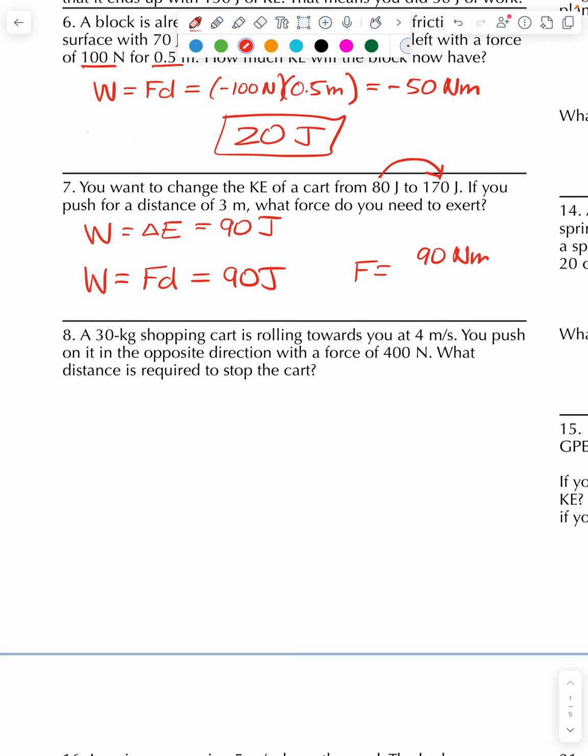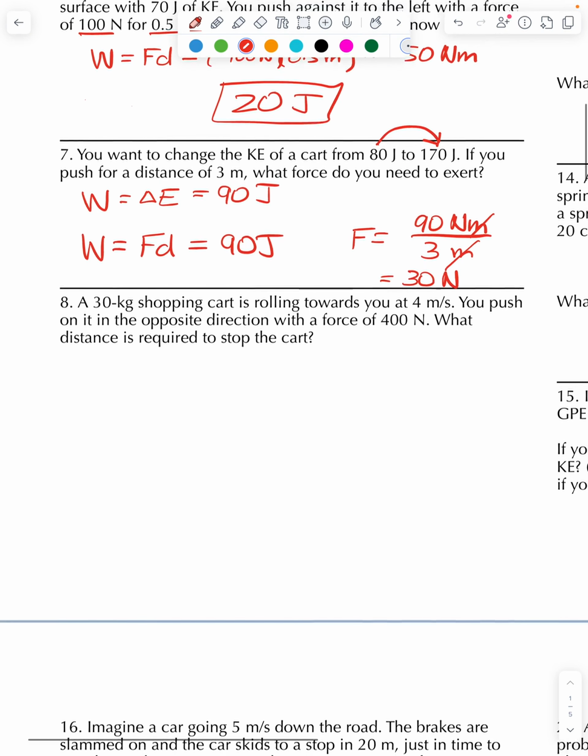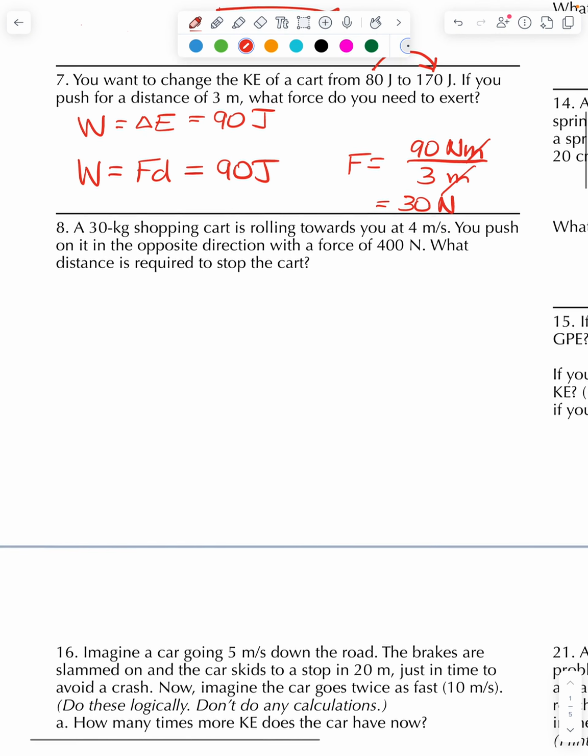I'll just write it this way, Newton meters, so we can see it canceling. That's what a joule is, divided by the distance, which is 3 meters. And therefore you can see the meters cancel. And what's the force you exerted? 30 newtons. Again, not really that hard. Just practice and you'll be fine.